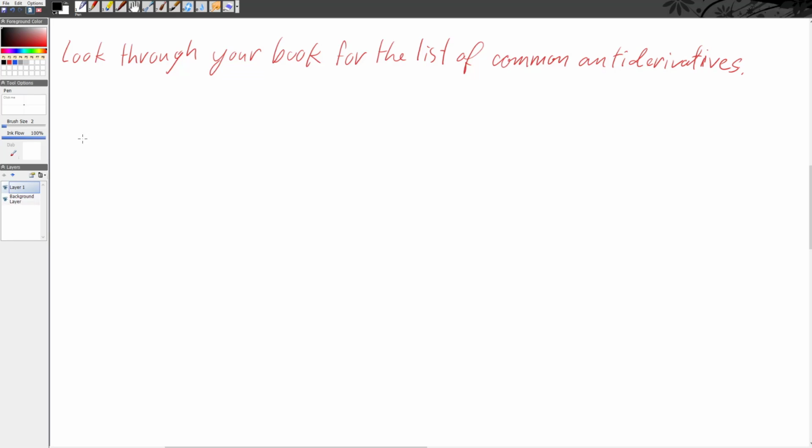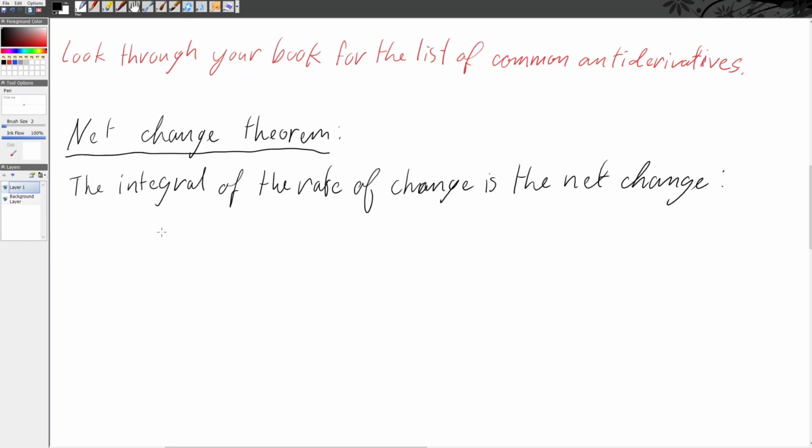Part 2 of this section is going to be on the net change theorem. The theorem states that the integral of the rate of change is the net change. In other words, note that this theorem is nothing more than the fundamental theorem of calculus part 2. What this is saying is that if you take the integral of a derivative, you just get back the function itself. They cancel out one another.